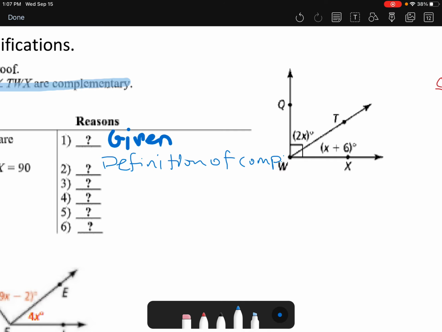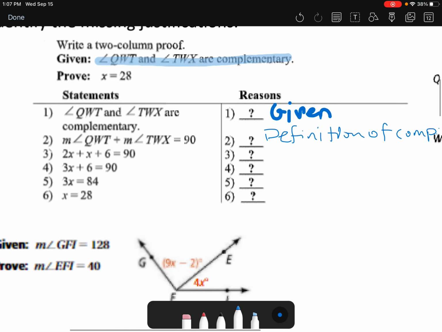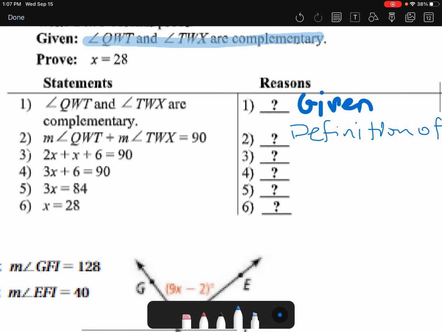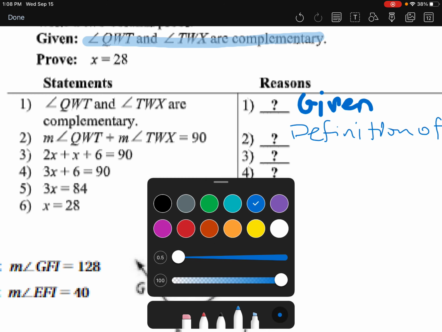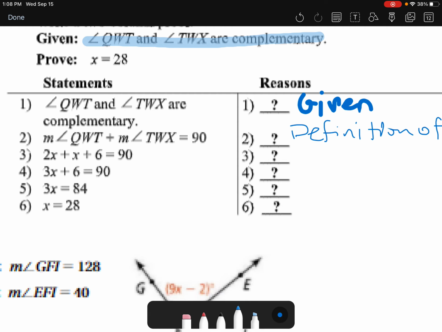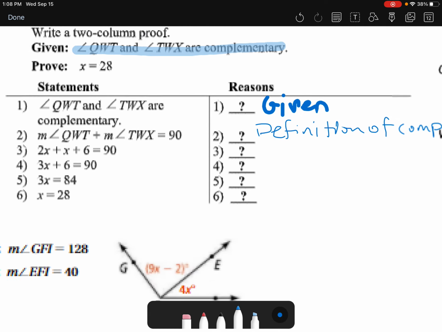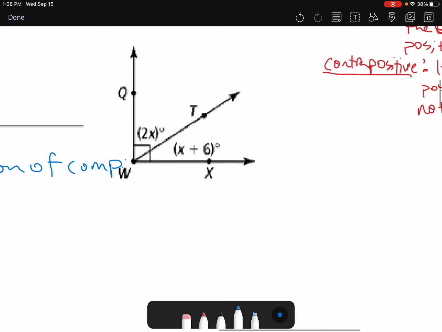All we did was use the definition of complementary. What that word means tells us those two angles add together to get 90. Now, when we go from number 2 to number 3, we tossed out all that geometry stuff. We swapped out all that geometry stuff and turned it into algebra stuff. And that algebra stuff, the 2x plus x plus 6, all came from this picture.